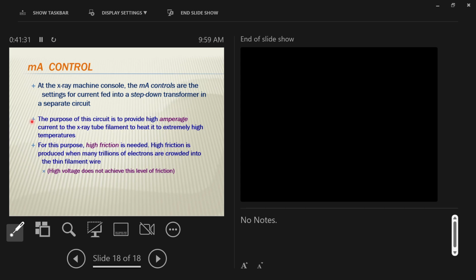So, at the X-ray machine console, there's a setting called mA, milliamperage, okay? Where kilo means 1,000 of something, milli means one 1,000th. So a milliamp is 1/1,000th of an amp.